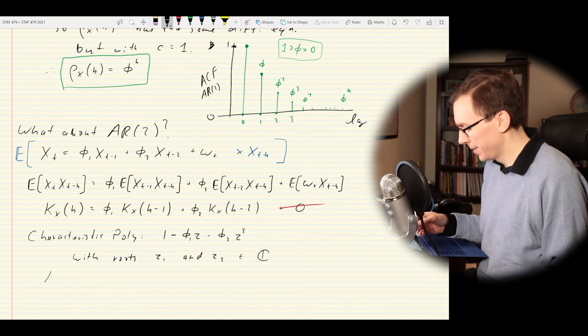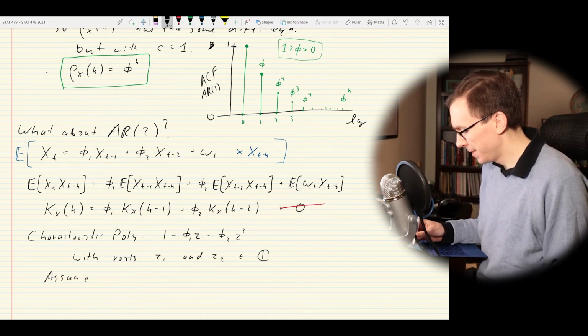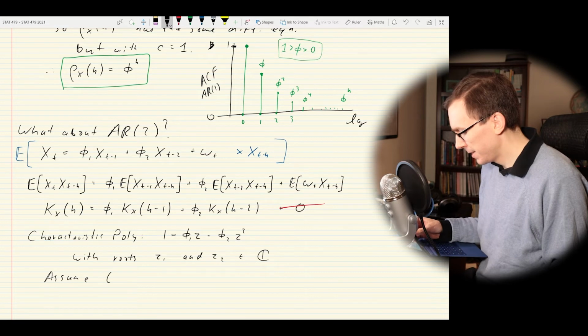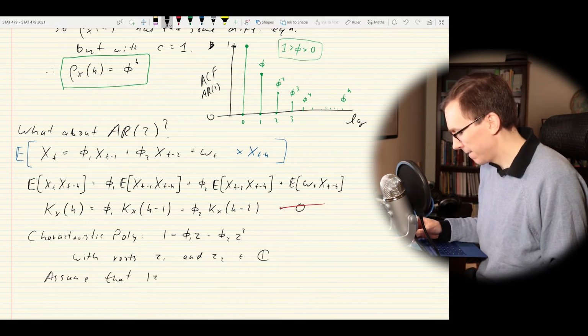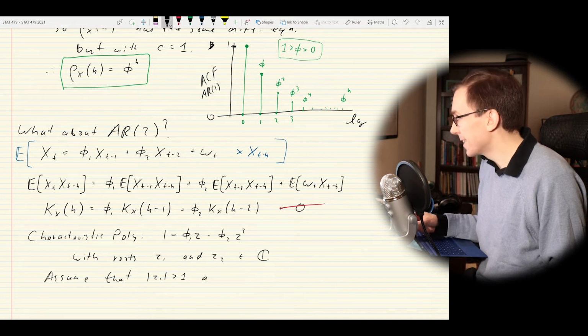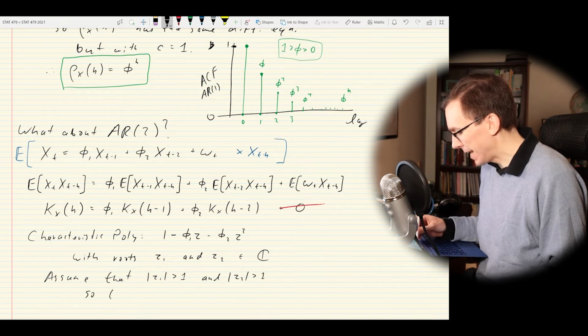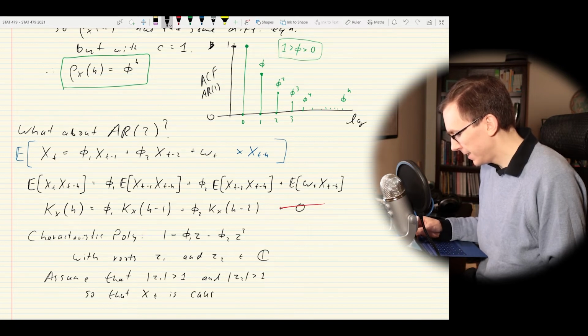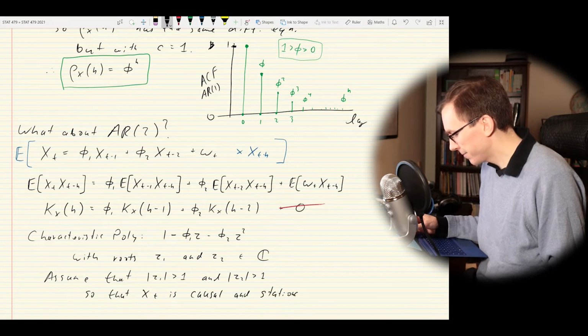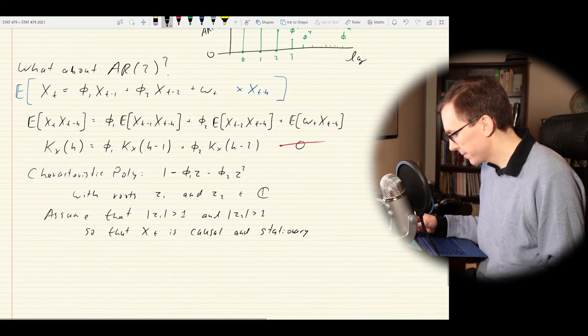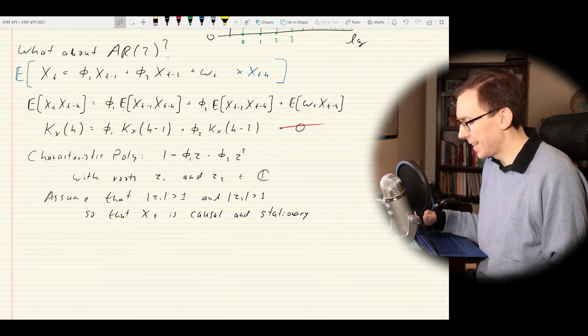And we're going to basically assume that z1 is greater than 1 in magnitude and z2 is greater than 1 in magnitude, so that xt is causal and stationary. Otherwise, it's not going to work.